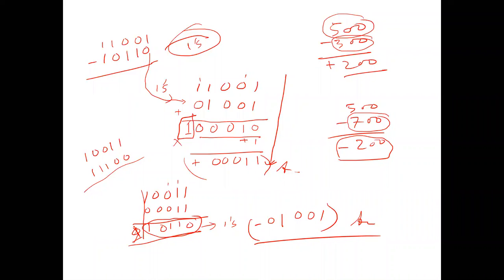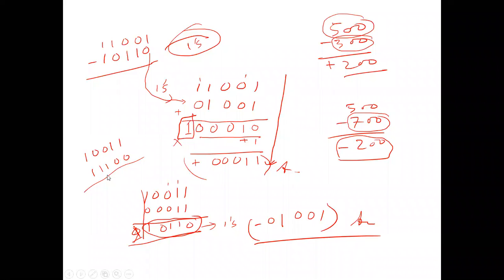So if you have no carry, your result is reversed. If you have carry, it is just addition and the result is positive. If you have no carry, your result is negative. Just reverse, then the result is negative. Okay, just clear.